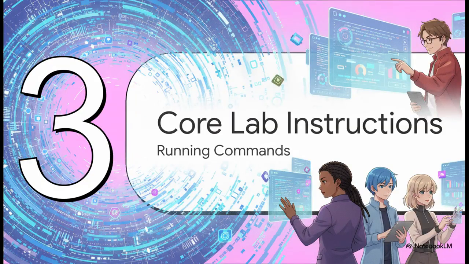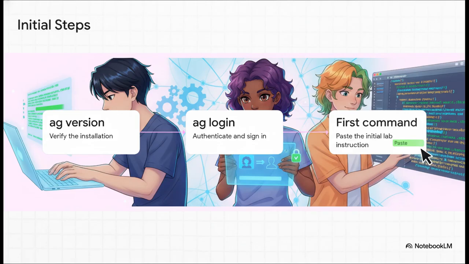Which brings us to Section 3, Running Core Lab Instructions. Once that installation finishes up, we jump right into the heart of the assignment. And this brilliantly illustrates exactly what you need to do to get started. Step 1, type ag version to confirm everything installed correctly. Step 2, type ag login to authenticate and sign into your account. And step 3, simply right-click and paste in your very first instruction command from the lab. By following these 3 steps sequentially, you'll be fully connected and actively running the lab in no time.